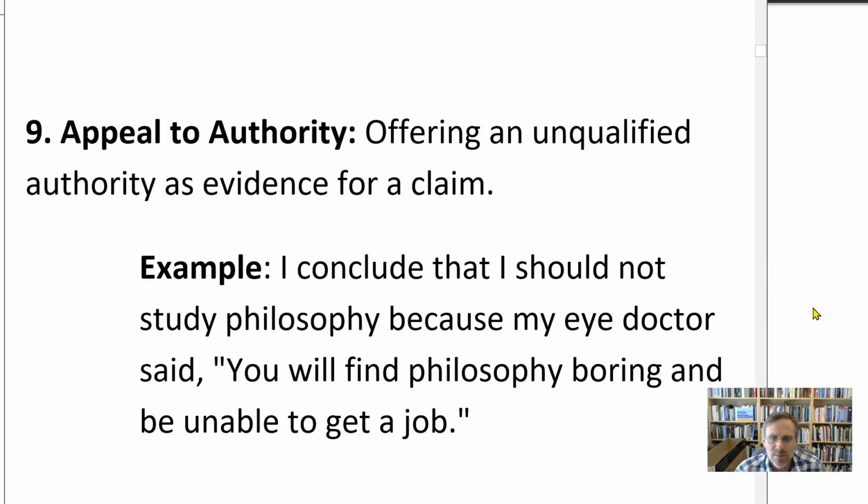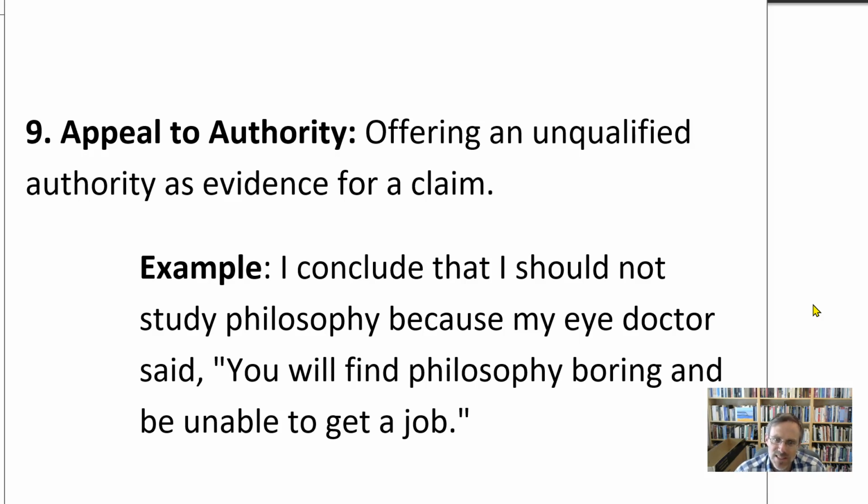The first example given by Hurley is the appeal to authority. The appeal to authority occurs when an unqualified authority is offered as evidence for a claim. Here's an example. I conclude that I should not study philosophy because my eye doctor said you will find philosophy boring and be unable to get a job.